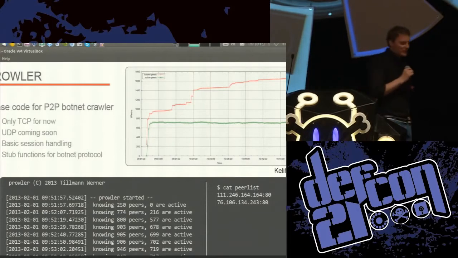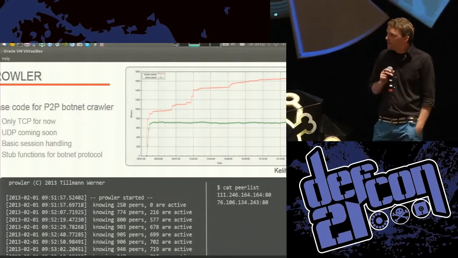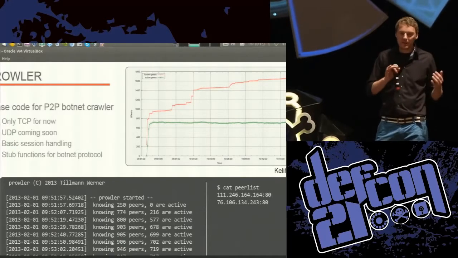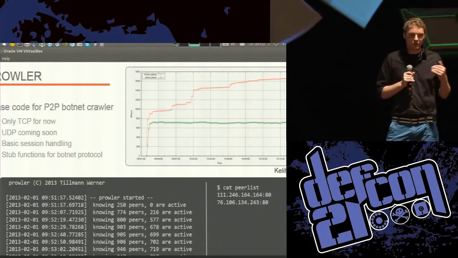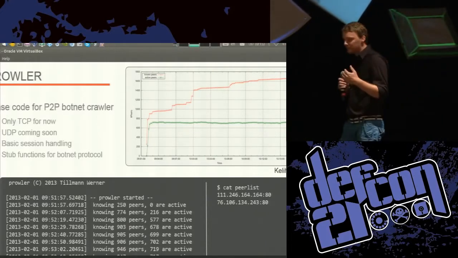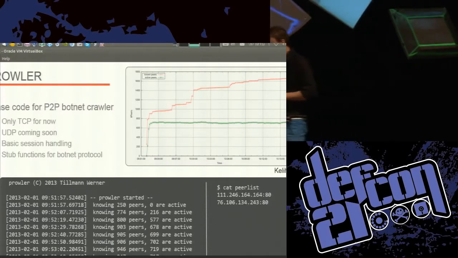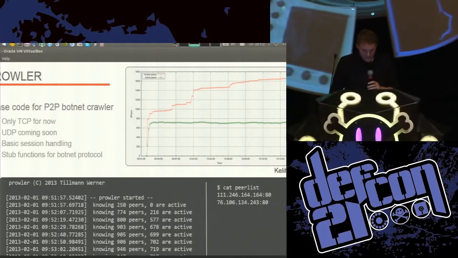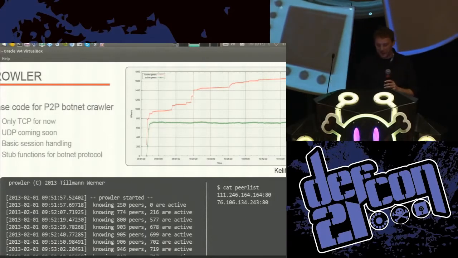So Prowler is the name of the tool that we're going to release today. As I've said, it just implements the crawling framework, so to speak, and you have to add the protocol implementation yourself. It provides you with some stub functions that get called, and that's where you have to implement the protocol. So if you want to check it out, please do. As I've said, it's only TCP for now. And you can see what it looks like at the bottom of the slide.